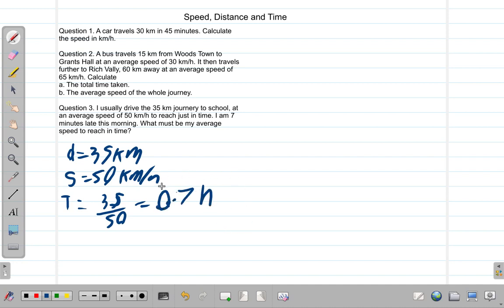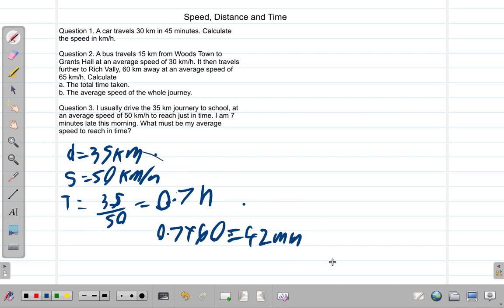But anyway, what we want to do is calculate this time in minutes. Alright? Let's calculate this time in minutes. 0.7 hours in minutes. We know that 0.7 times 60 is equal to 42. So it's 42 minutes.